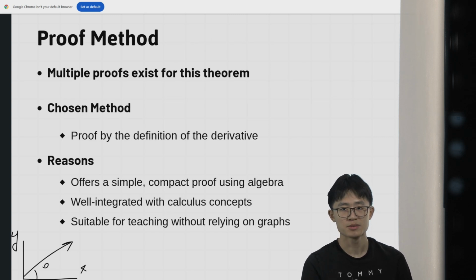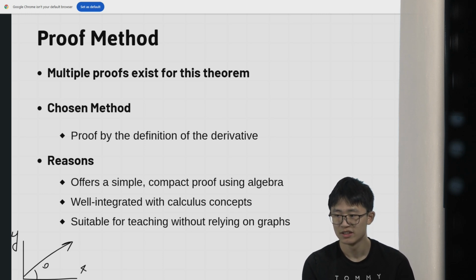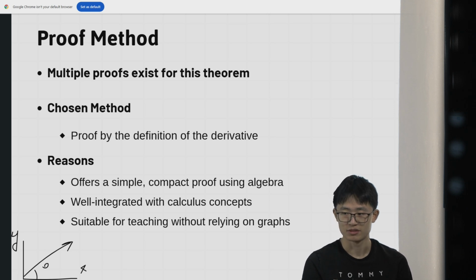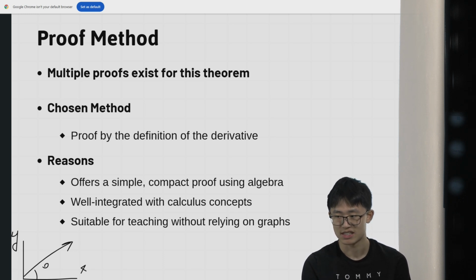Okay, so there are multiple proofs that exist for this theorem, and the method we chose is the derivative method. The reason we chose this is because it showcases a simple and compact proof that can be done with algebraic manipulation. This is also a proof that blends very well with calculus and can be used as a way to show the concept in the calculus class without the need of a direct graphical method to prove it.